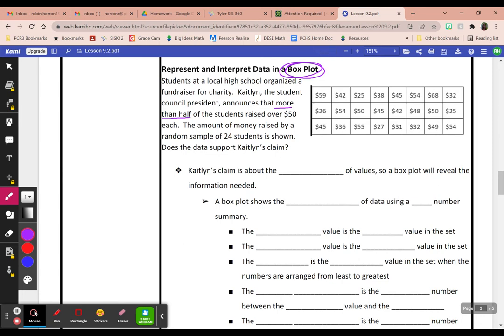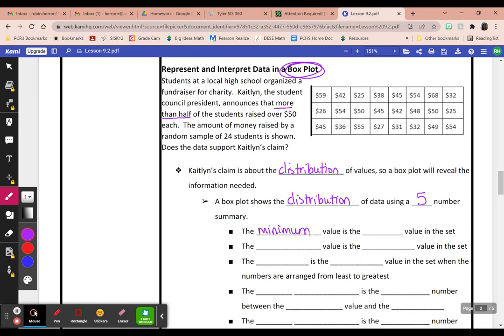Okay, so Caitlin's claim is about the distribution of values, so how much they're spread out, right? A box plot will reveal the information that we need. A box plot shows the distribution of data using a 5-number summary. Okay, so here's what those 5 things are. The minimum value.